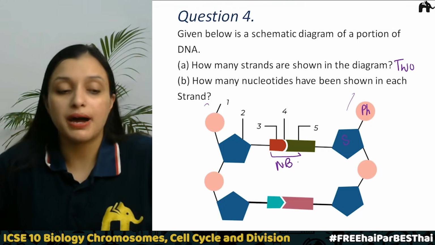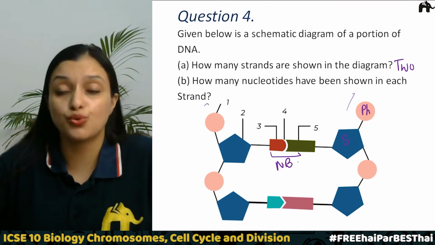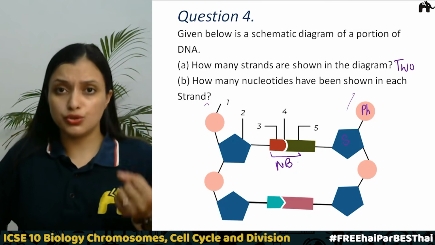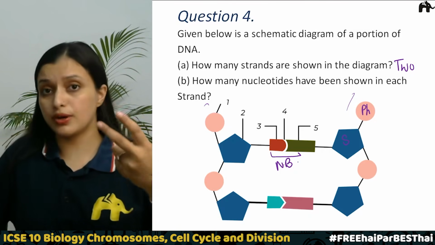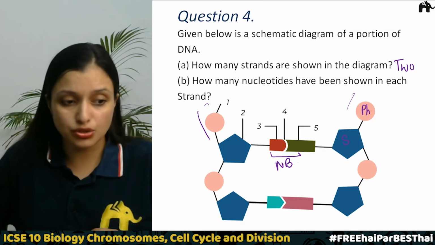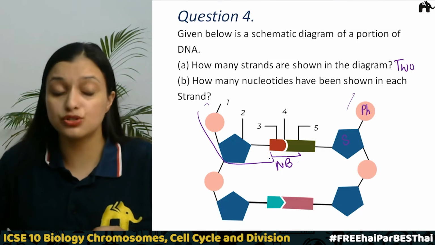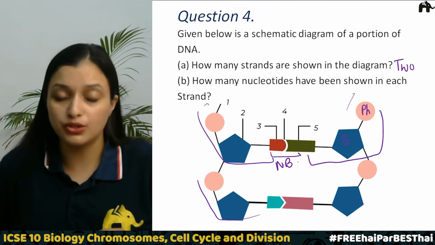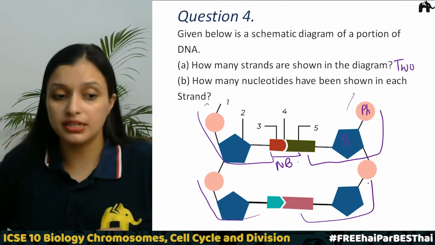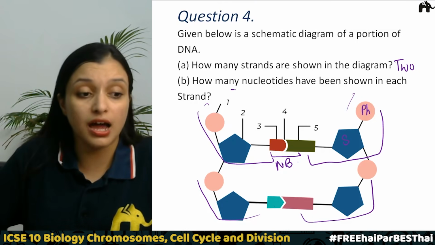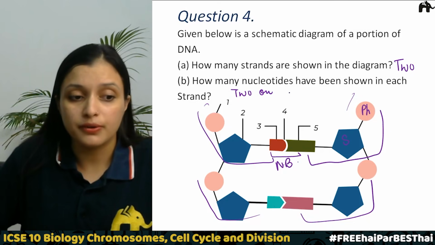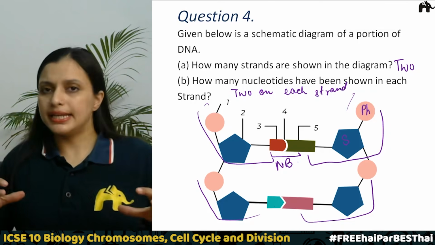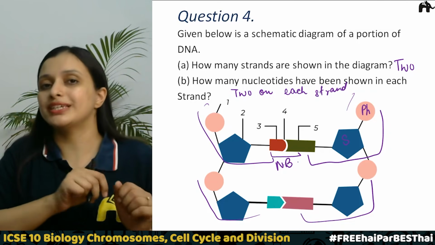Now coming to the B part, how many nucleotides have been shown in each strand? What is a nucleotide? A nucleotide is basically a phosphate group, a sugar and a base. So this is one nucleotide in this strand and this is the second one. In the same way, this will make one nucleotide and this will make another. So there are 2 on each strand, right? Basically there are many, but in this picture there are 2 on each strand.